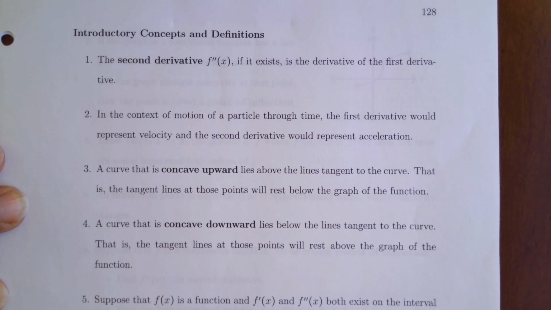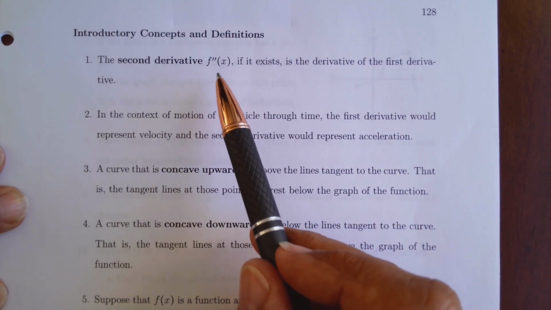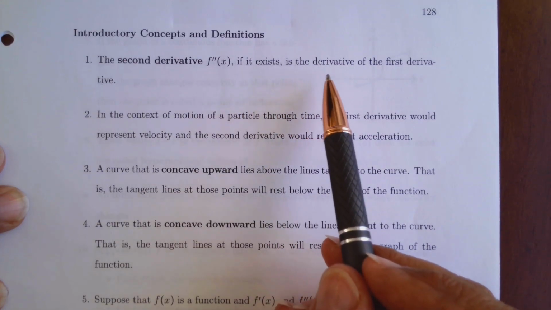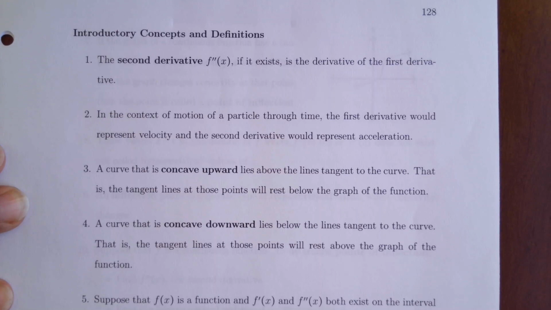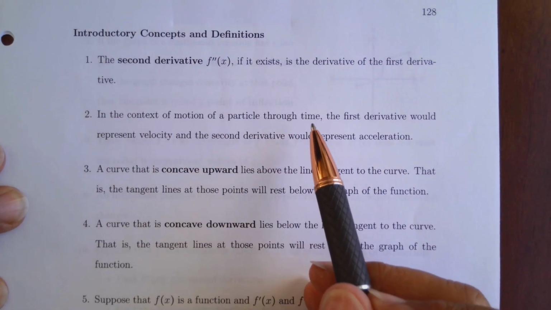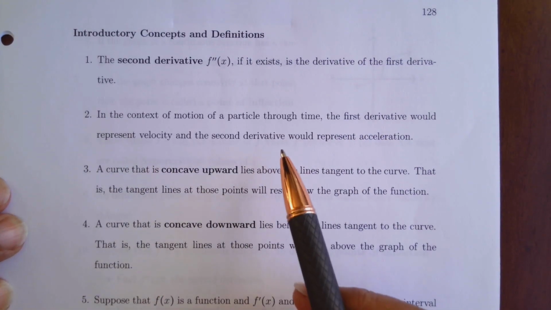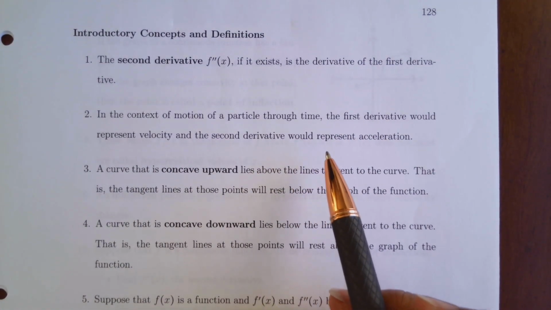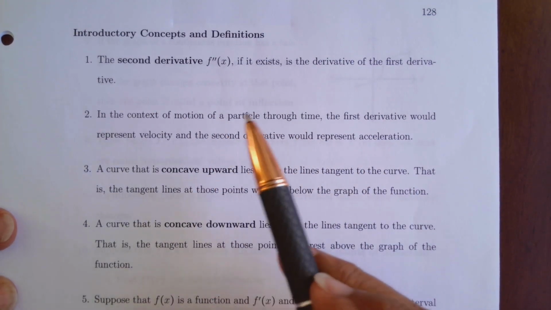So number 1 says the second derivative f double prime of x, if it exists, is the derivative of the first derivative. Okay, so that's called the second derivative. Number 2 says, in the context of motion of a particle through time, the first derivative would represent velocity, and the second derivative will represent acceleration. Okay, so that's just in context of doing motion problems.